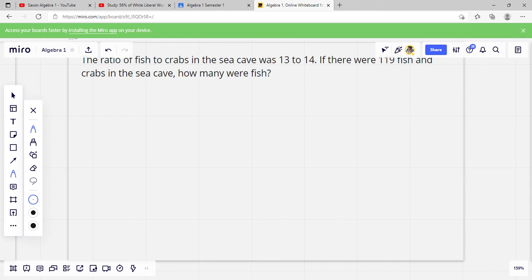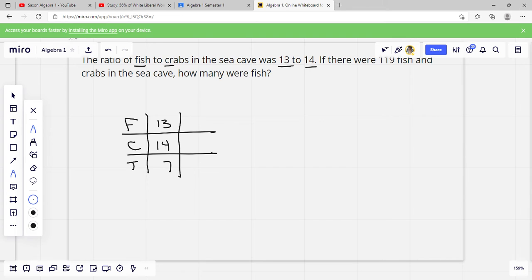The ratio of fish to crabs in the sea cave was 13 to 14. So I'm going to go ahead and do that. And I'm going to have fish to crabs, and then my total. My fish were 13 because I came first. My crabs were 14. And now I've got to figure out what my total is. I just add those two numbers. 27. If there are 119 fish and crabs in the sea caves, that's our total, 119. How many fish were there? So that means my X has to go where fish are, and I'm going to cross out that middle one.